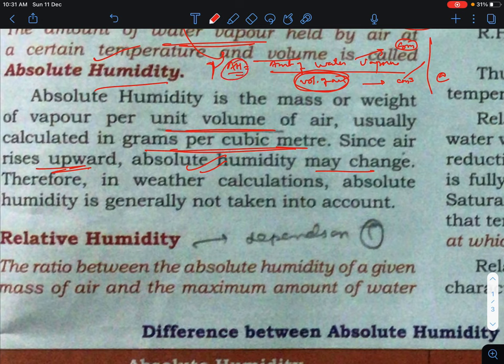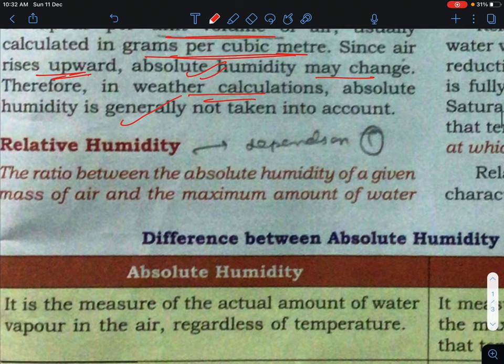So, therefore, in weather calculation, absolute humidity is generally not taken into account. This is the limitation: when air rises up, absolute humidity is going to change, because the volume of air, or the intermolecular space between the air molecules, is going to increase. So there is an effect on the absolute humidity, and in weather conditions it is not taken into account.